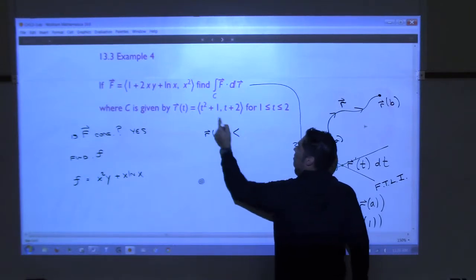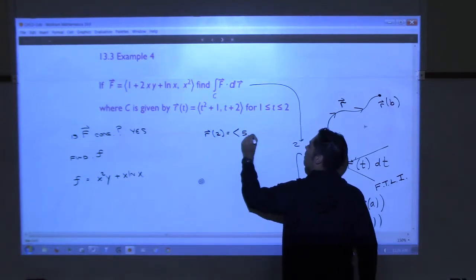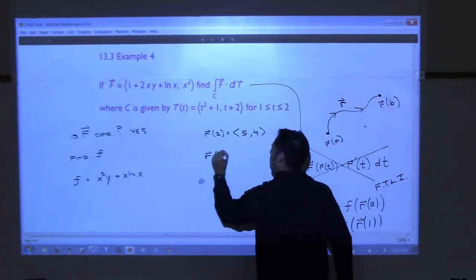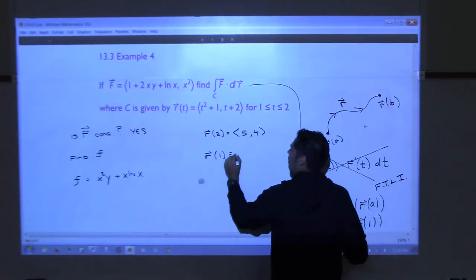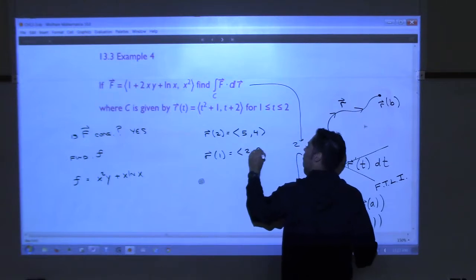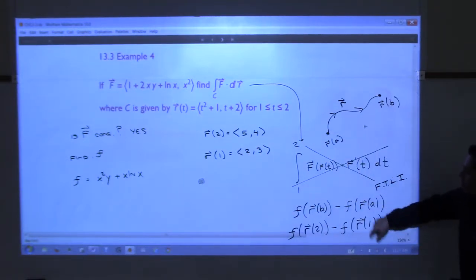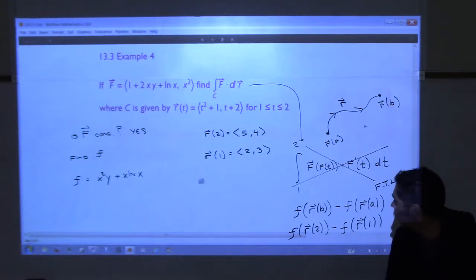It's a vector, right? It's the vector 5, 4. What's r of 1? Right, that's what we're doing here. So this is 2, 3. Okay, so what I need to do now, and I'm going to continue this, I'm going to move it up here.